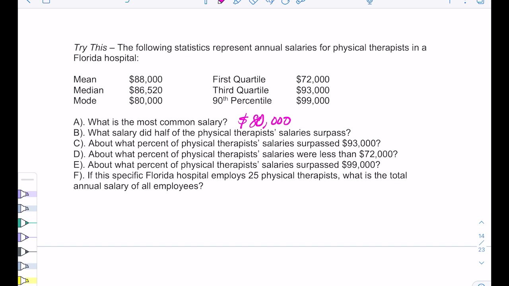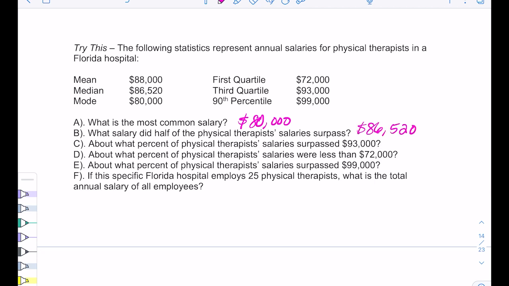What salary did half of the physical therapist salaries surpass? So for this one, I need to find the halfway point. Which one of those is the half? It's the median. So the salary that half of the physical therapists surpass would be $86,520.